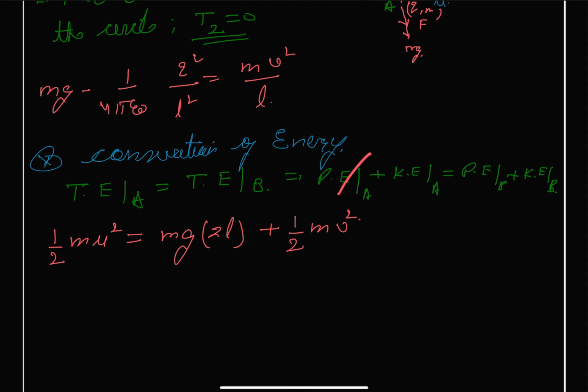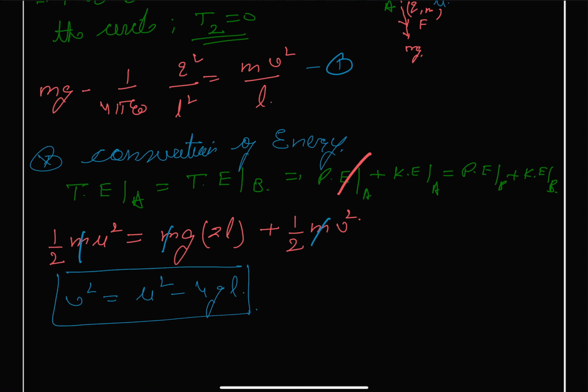And this m and m cancel throughout, so we can write that our V square will be equal to U square minus 4GL. Let us call this equation number 1 and this equation 2.